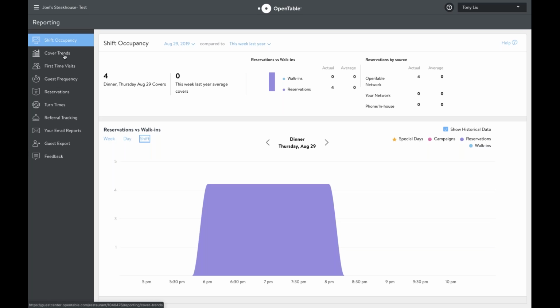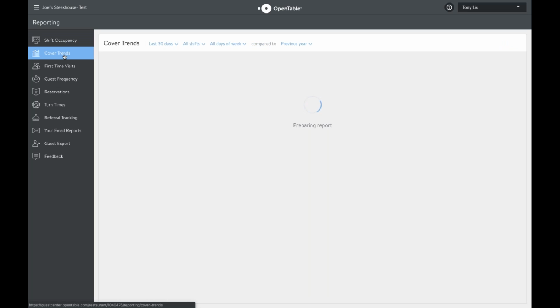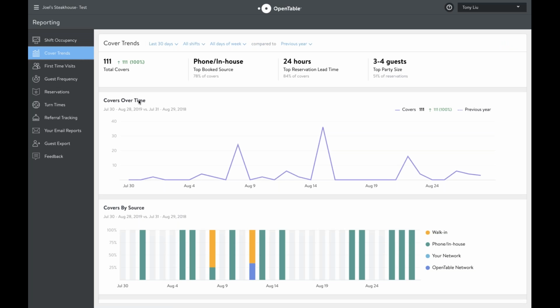I'm going to jump over to covers trend. This is a cool report. All right, I'm going to spend probably the most amount of time here. The covers trend report is a really great way to see and analyze historical covers over time with a large range. Basically, what that means is previously we had shift occupancy that analyzes a current week or previous week, and it talks about that week or a specific day or shift. This actually looks at it on a grander, larger scale, more like casting a wider net of the information that you've gathered.